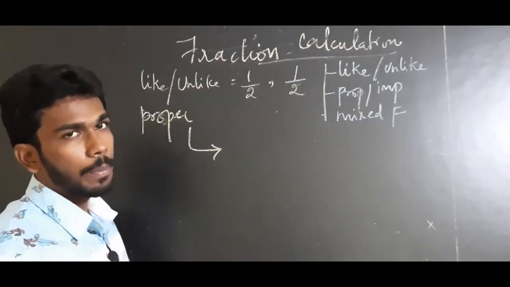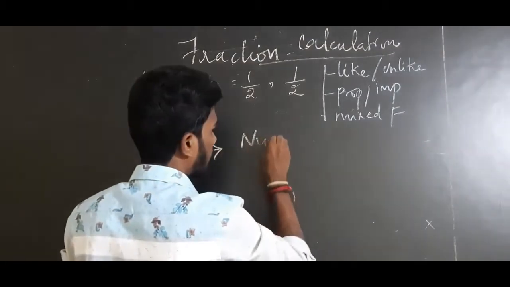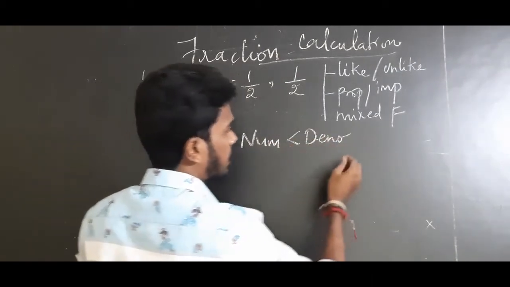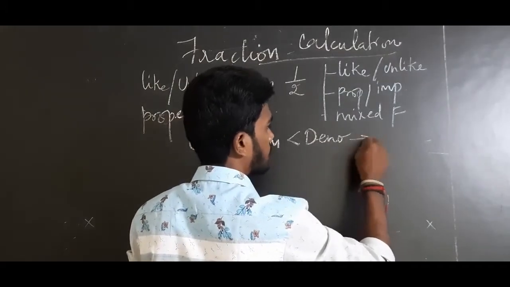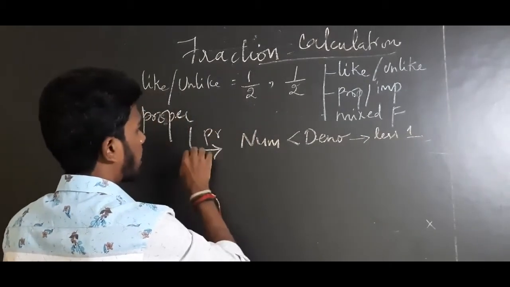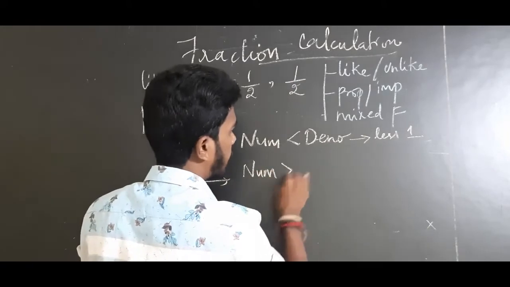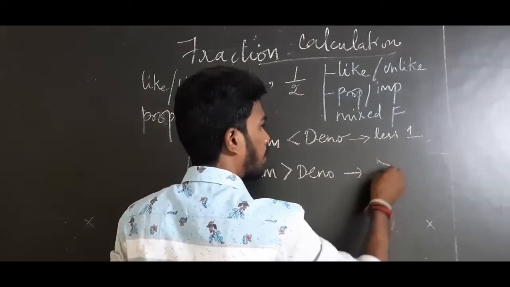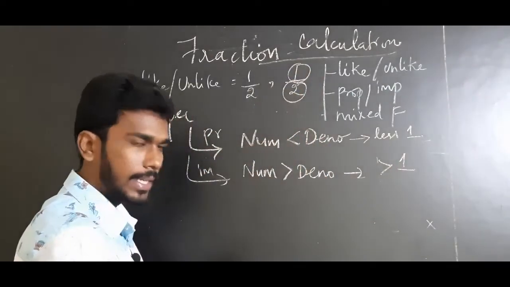We're going to concentrate on proper fractions. A proper fraction is one whose numerator is less than the denominator, such that its answer will always be lesser than 1. This is a proper fraction. For an improper fraction, the numerator will always be greater than the denominator, whose answer will be more than 1. So this part is called the numerator, this part is called the denominator.